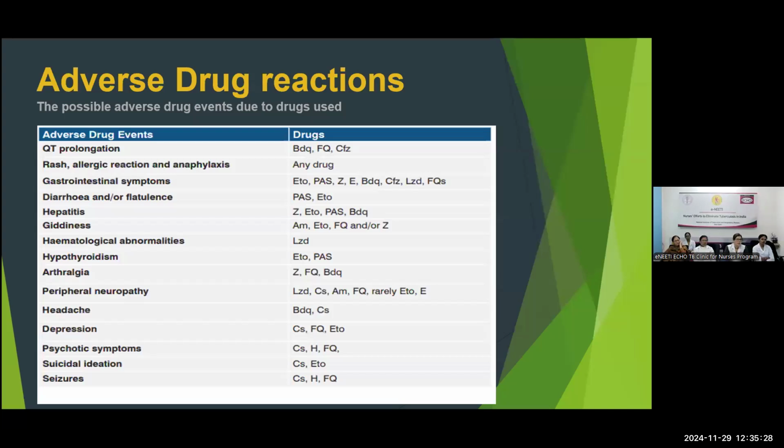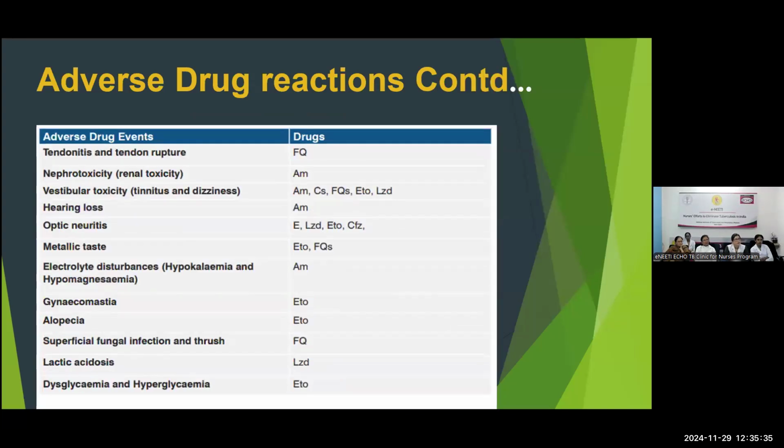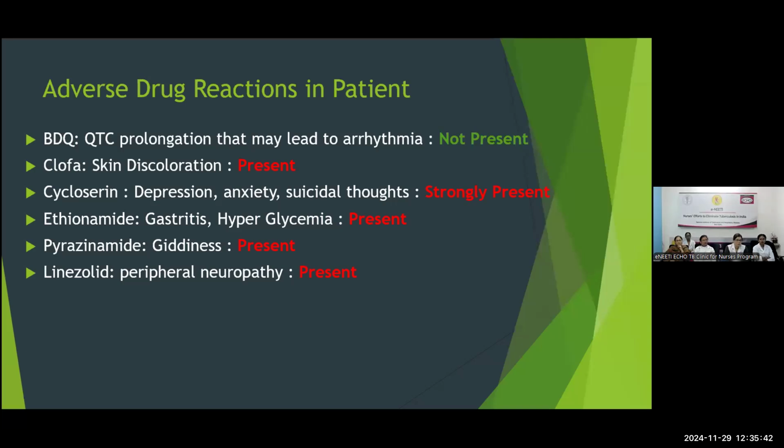These are the adverse drug reactions we have discussed already, so we are not going to discuss them again. I will discuss the next slide, which was present in our patient. Next. The adverse reactions present in the patient: bedaquiline-related QTc prolongation that may lead to arrhythmia was not present. Clofazimine skin discoloration is present, strongly present in fact. And cycloserine, depression, anxiety, suicidal thought, is present in the patient. Ethionamide, gastritis, hyperglycemia is present in the patient, and she is on medication. Giddiness is also present. Linezolid peripheral neuropathy was also present, and that's why this medicine has been stopped.